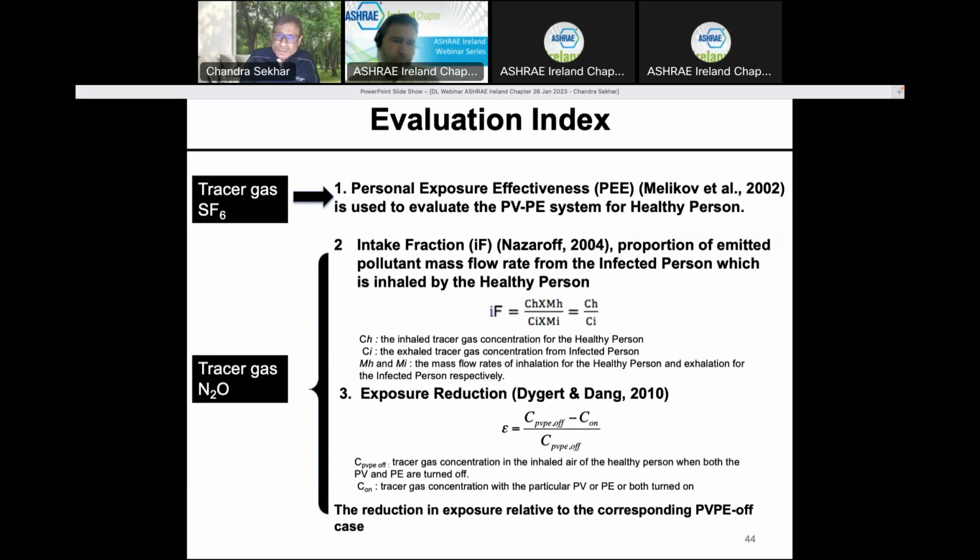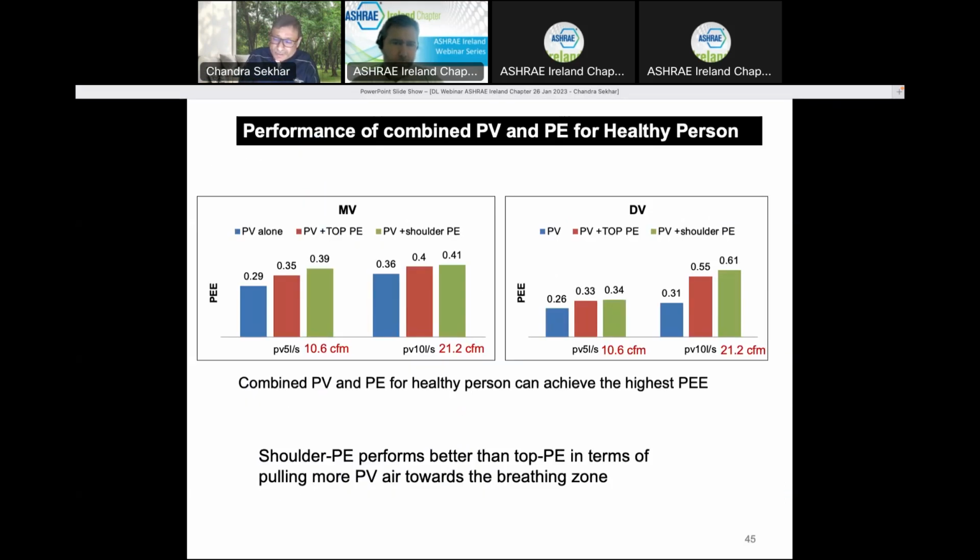Other indices were used. We used indices like intake fraction, how much of the exhaled air from the patient reaches the doctor. That's the ratio, the intake fraction. Exposure reduction is how much of that exposure is achieved. In other words, the exposure reduction is an indicator to determine how good or bad a particular air distribution strategy is working. So I'm just going to very quickly go through the key findings here.